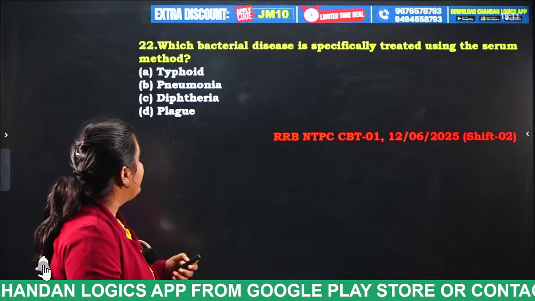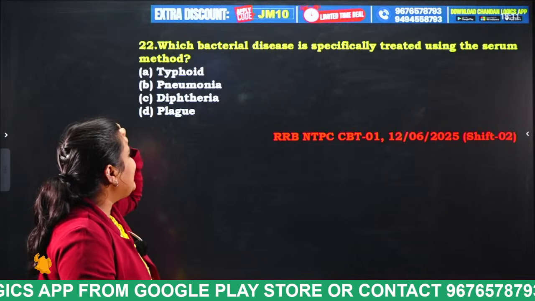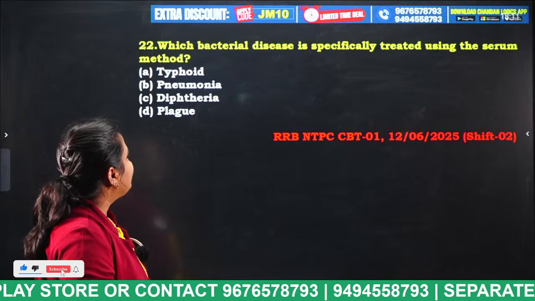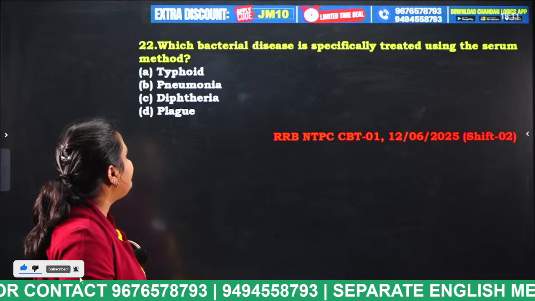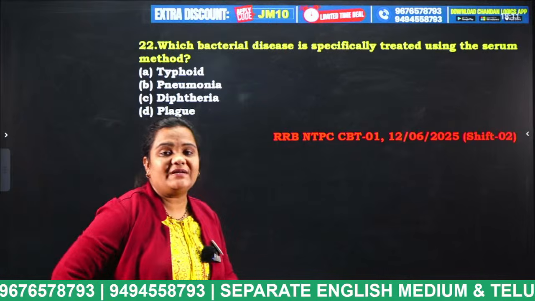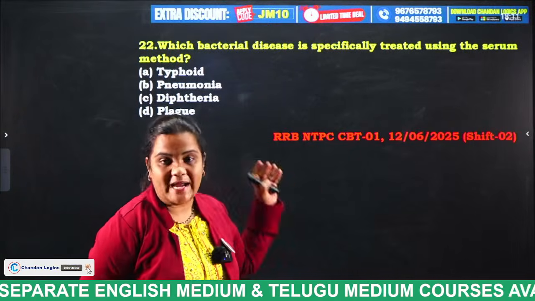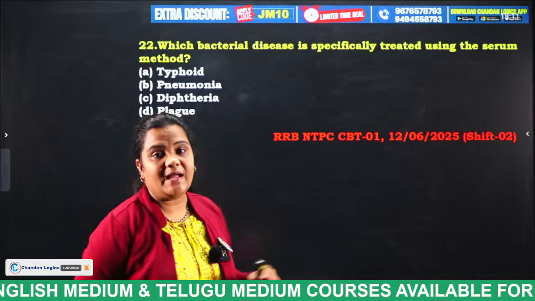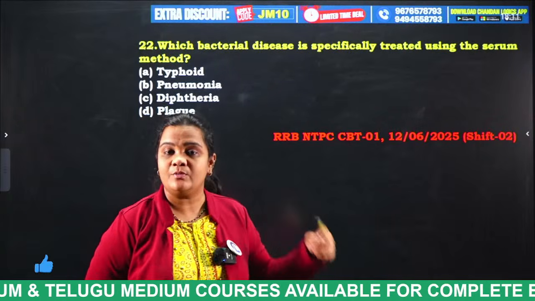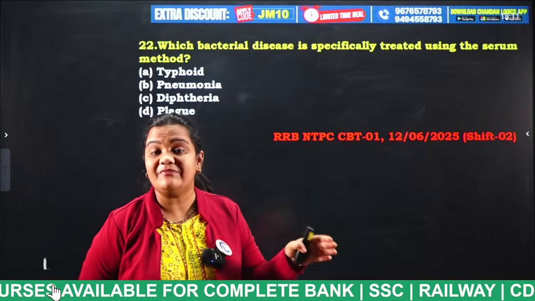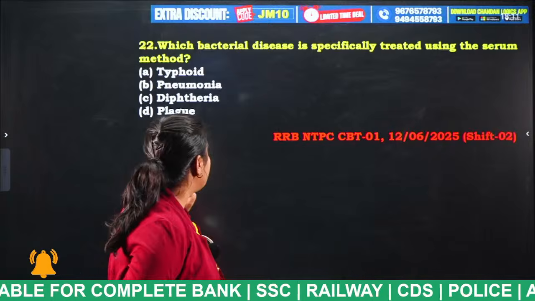Next question. Which bacterial disease is specifically treated using the serum method? Typhoid, pneumonia, diphtheria, plague. If a person is affected with typhoid, what type of test is performed? Viral test. So eliminate that option. Pneumonia. If a person is suffering from pneumonia, what type of tests are performed? PFT, pulmonary functioning test. So that is also not.